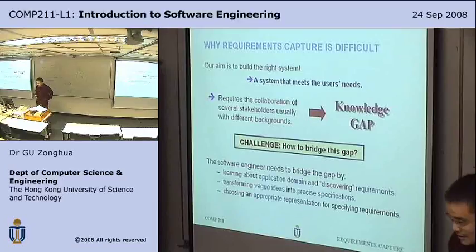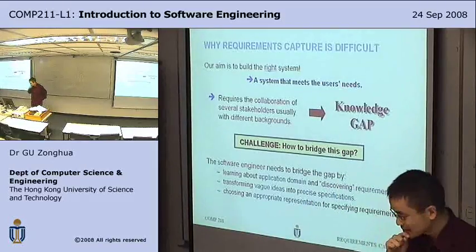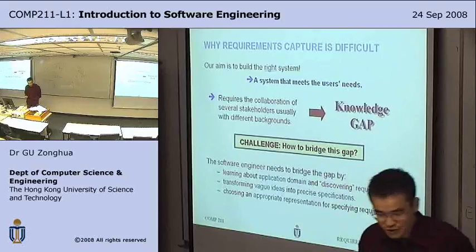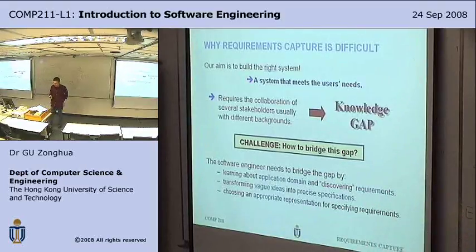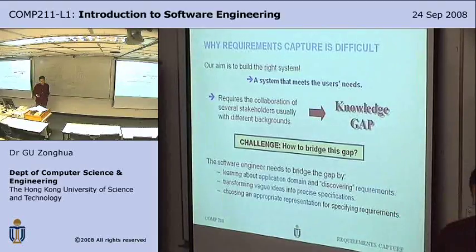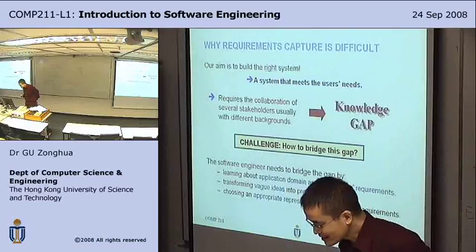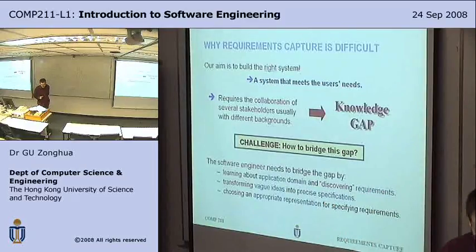So the application domain can be very complex. If you're developing financial transaction software, you need to learn all about the financial market. That can take a learning curve. So, transforming vague ideas into precise requirements. You may learn these things from the client by conversation, not even a formal document, and you need to transform that somehow into these models: use case model, analysis model, etc. So choosing an appropriate representation for specifying requirements so that the clients can understand and approve them.